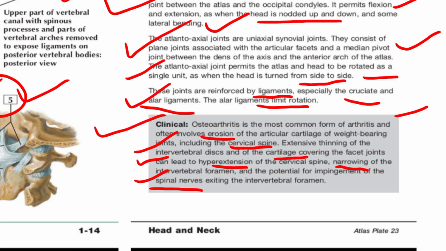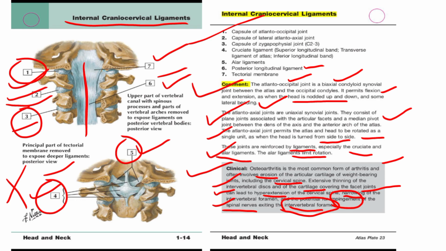to the narrowing of the intervertebral foramen, because the nerves exit from the intervertebral foramen, and this impingement is increased when it is narrow. Okay, this is the clinical. The topics we discussed: atlanto-occipital joint and atlantoaxial joint anatomy, and last is the clinical.